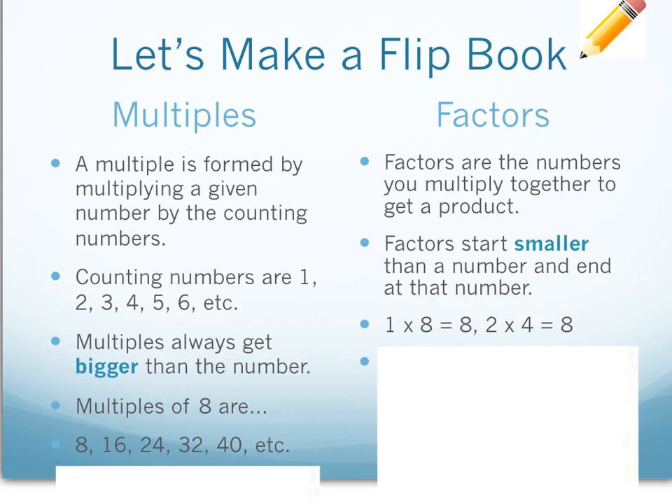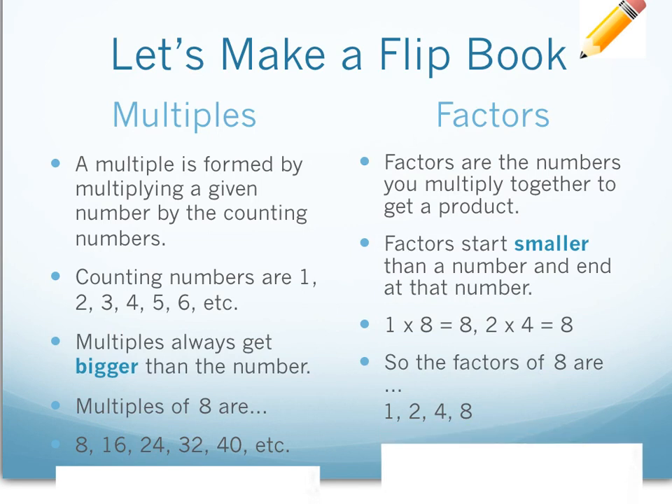So, 1 times 8 is 8, and 2 times 4 is 8. So the factors of 8 are 1, 2, 4, and 8. Make sure on your flipbook you have the definition for factors, that important clue, factors start smaller and end at the number, and the example for the factors of 8. Pause the video if you need more time to complete those notes. Replay when you're ready to go on.